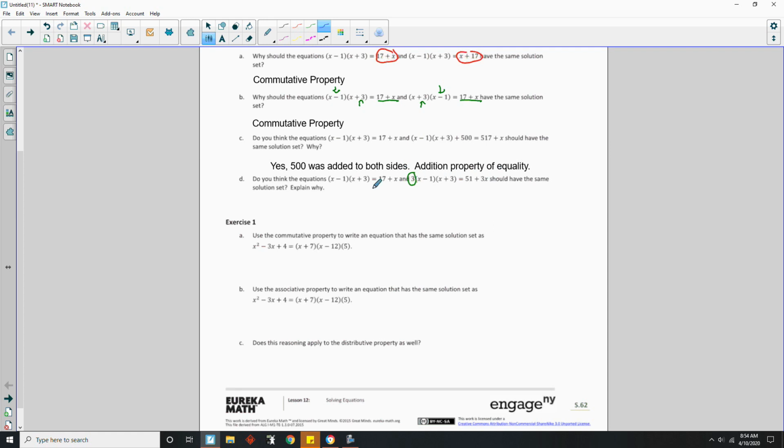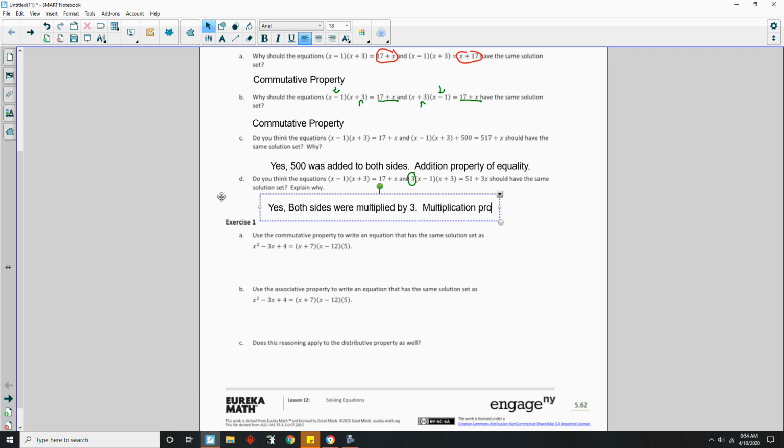So I multiplied both sides by 3, so therefore my answer to this question, do I think it would have the same solution? Well, the answer would also be yes, comma, space, because both sides were multiplied by 3. And that is the multiplication property of equality. So what you do to one side, you do to the other again.